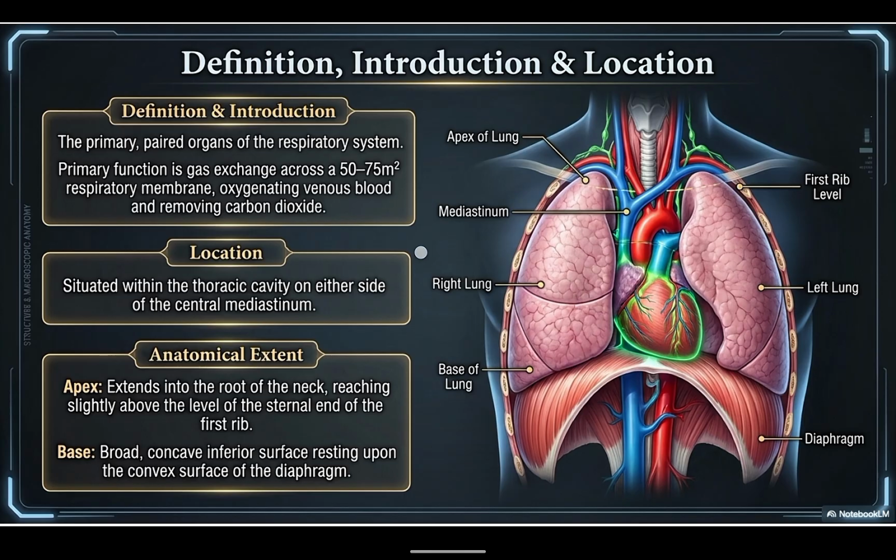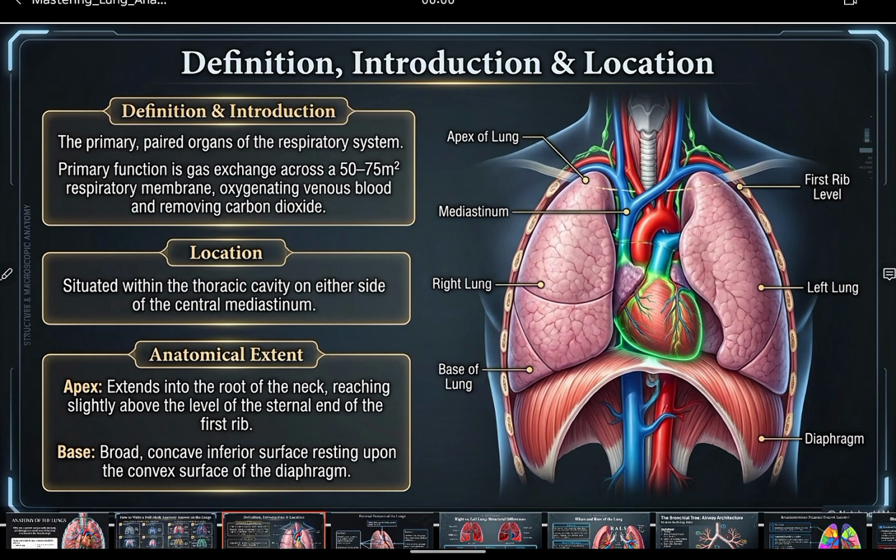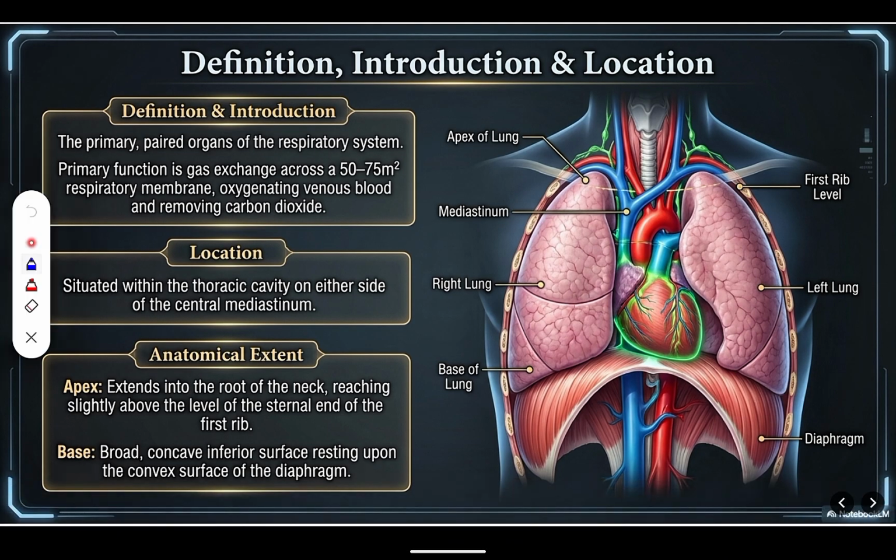which moves in and out during respiration. So the base is broad, concave. Now, I want to explain something to you. When we say something is concave, let's just imagine this diagram, this C-shaped structure. If I say something is concave, it means that I'm viewing it from this dimension. So concave, I'm viewing it from this dimension. If I say something is convex, it means I'm viewing it from this direction.